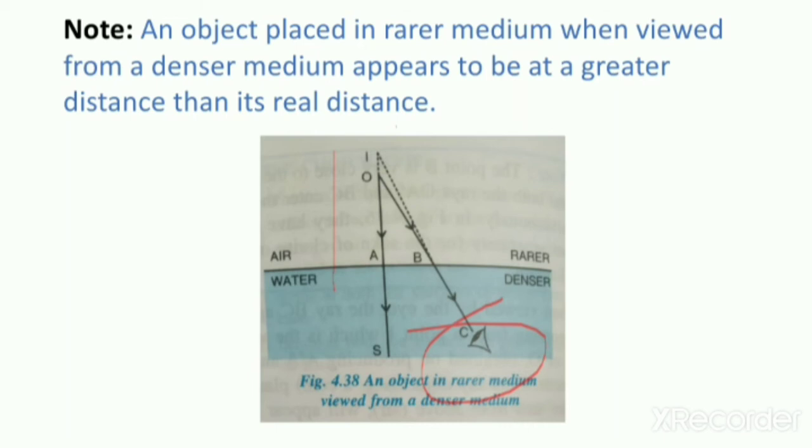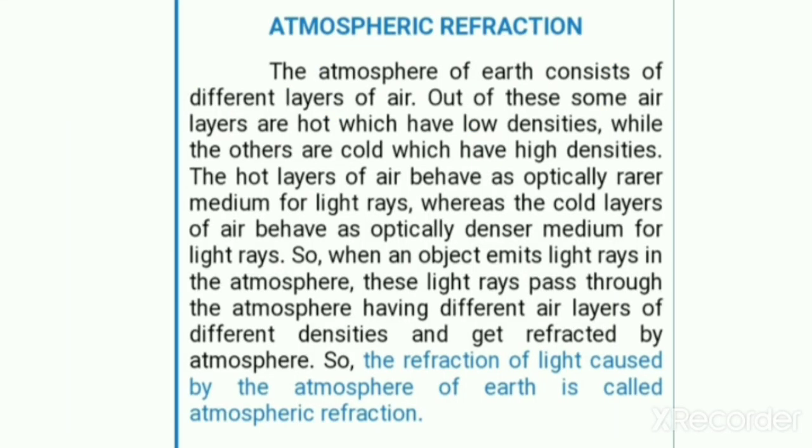So you can imagine a fish looking at us, our height will appear more than our real height. Or if you go inside and you see a person outside of it, you will see a different height of that person instead of their real height. So that is due to the refraction of light.